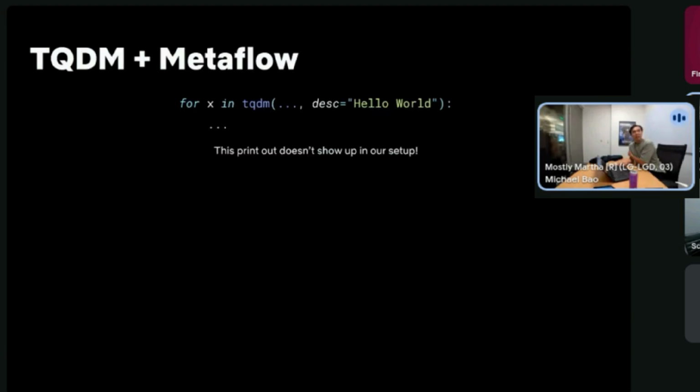Another library that's commonly used in machine learning is TQDM. Something simple like this didn't really work in our setup with Metaflow, which was a little surprising. It would show up in the UI logs, but it wouldn't show up if you're running it locally on your machine. And what we discovered was that it was two things.